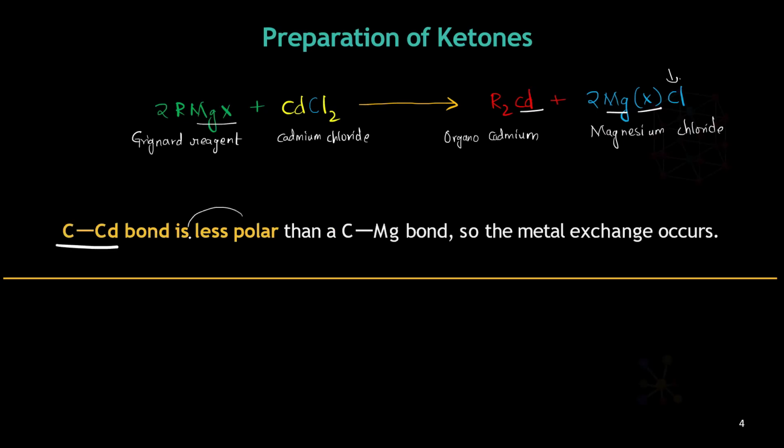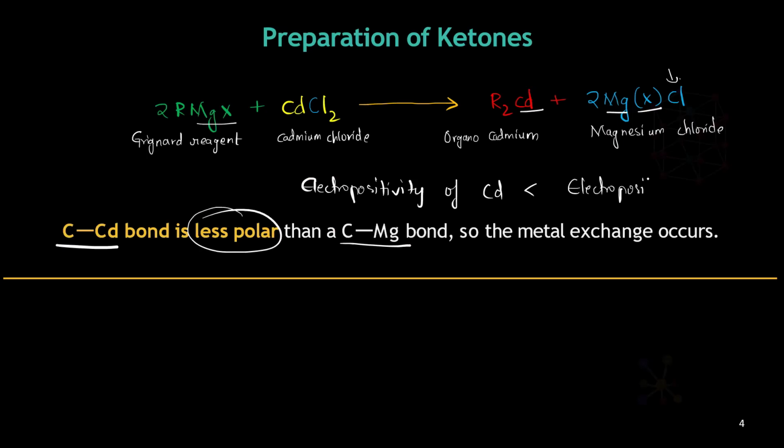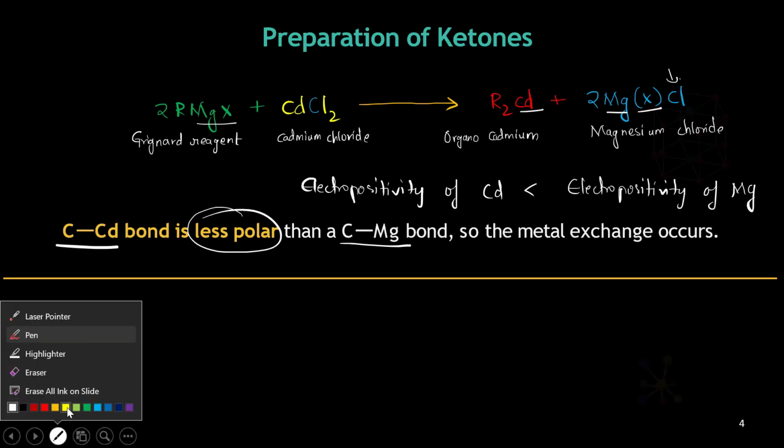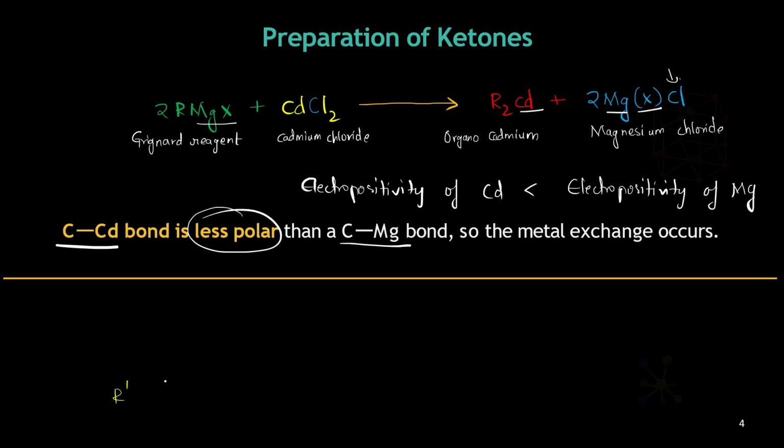The carbon-cadmium bond should be less polar than the carbon-magnesium bond. Only in that case will the metal exchange happen. That means the electropositivity of cadmium should be less than the electropositivity of magnesium. Let's see an example here. Suppose you see here R dash carbon double bond O Cl. Whatever this organocadmium is, it will further react and form the ketone.